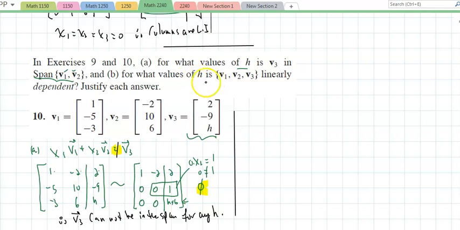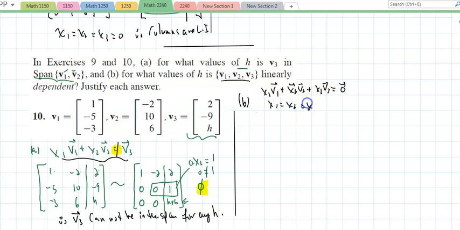B says, for what values of H is V1, V2, V3 linearly dependent? What does that mean? Okay, well, let's look at this. The idea was I'm going to take x1 times v1 plus x2 times v2 plus x3 times v3, equal to 0, and see if the only solution is x1 equal x2 equal x3 equal 0, that's linearly independent. Otherwise, it's linearly dependent.